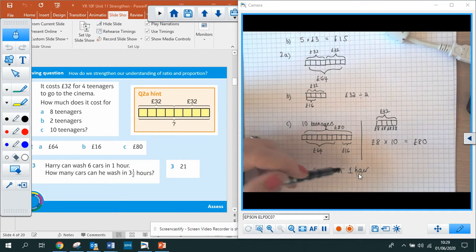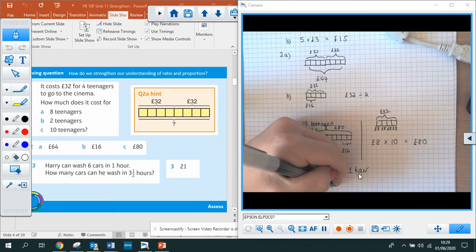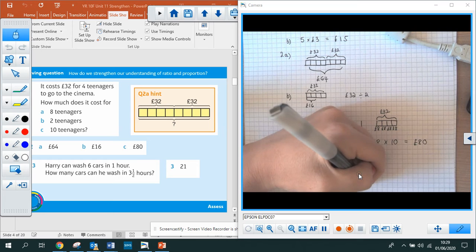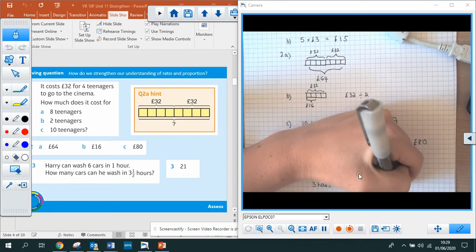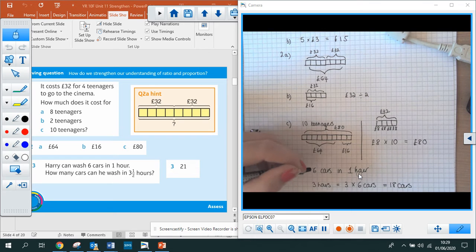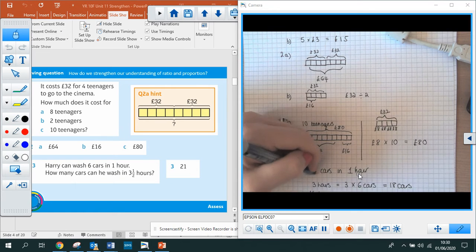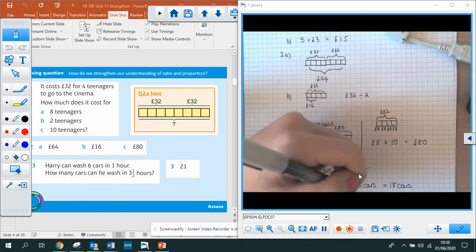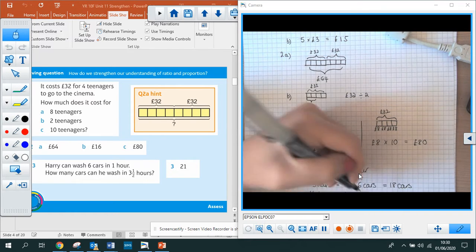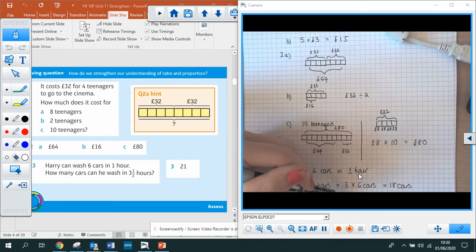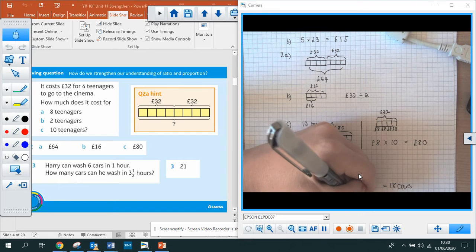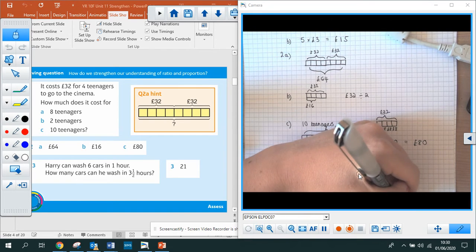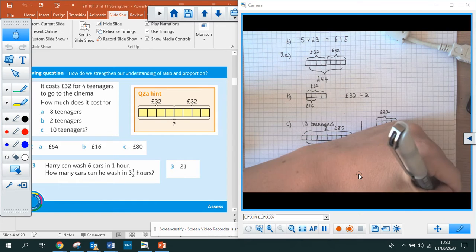Well, 1 hour is 6 cars, so that means 3 hours is going to be 3 lots of 6 cars, isn't it? That gives me 18 cars, so that's in 3 hours. And in half an hour, he's going to be able to do half the amount of cars, because in 1 hour he does 6, so in half an hour, he's going to do 3 cars. Okay? So 3 hours is 18, half an hour is 3, so 3.5 hours is going to be 18 cars plus 3 cars, which is 21 cars.